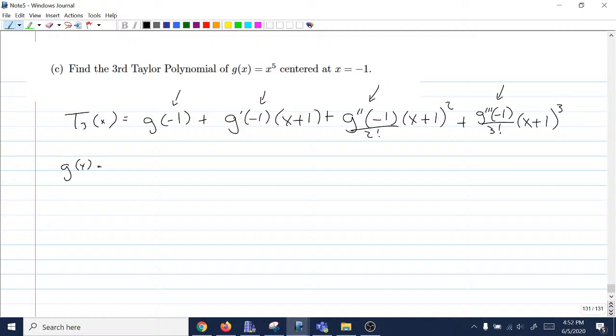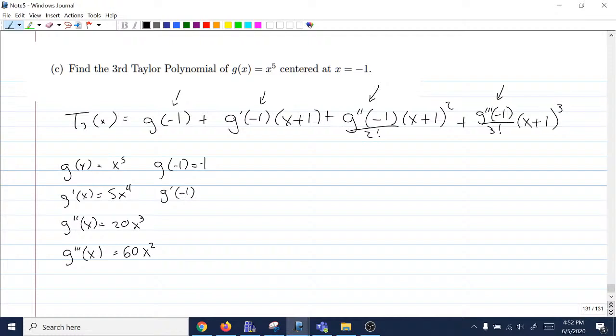g of x is x to the 5th, g prime of x is 5x to the 4th, g double prime of x is 20x cubed, g triple prime of x is 60x squared. That's as far as I need. g of -1 is -1. g prime of -1 is 5, g double prime of -1 is -20, g triple prime of -1 is 60.